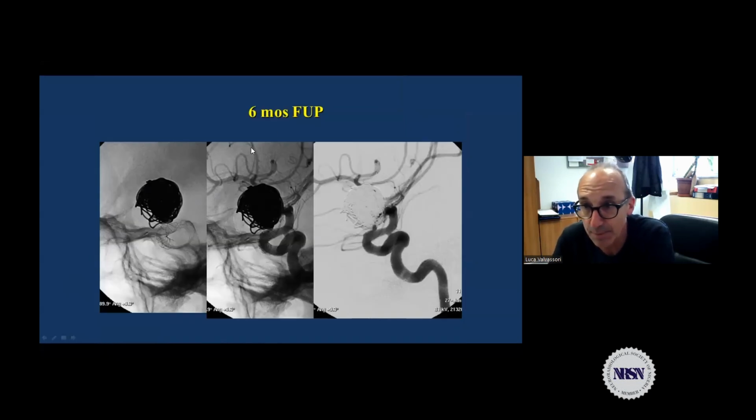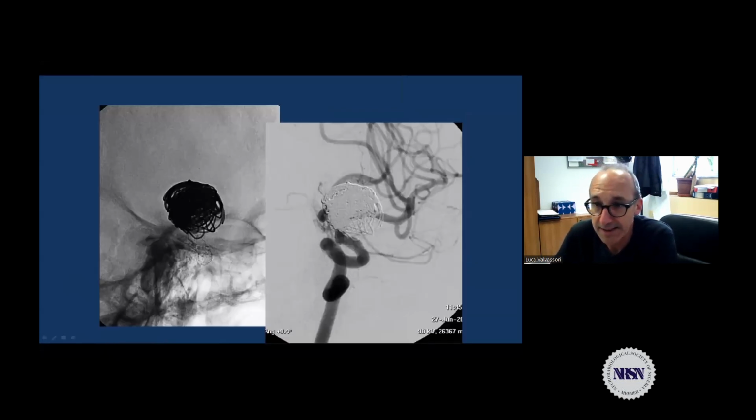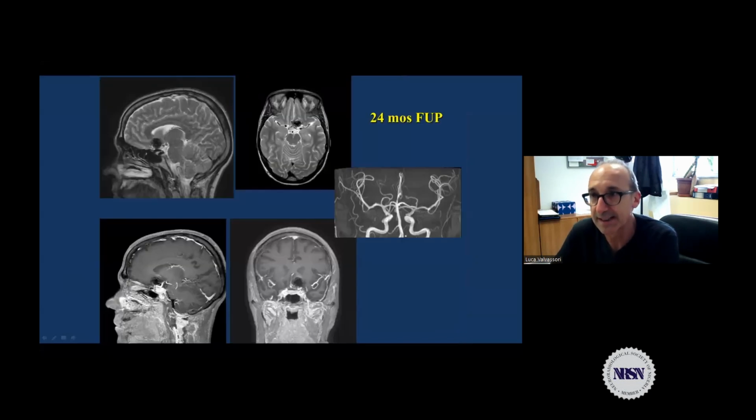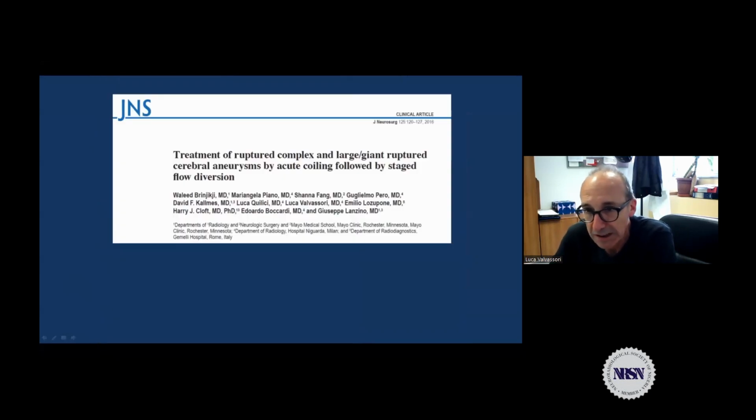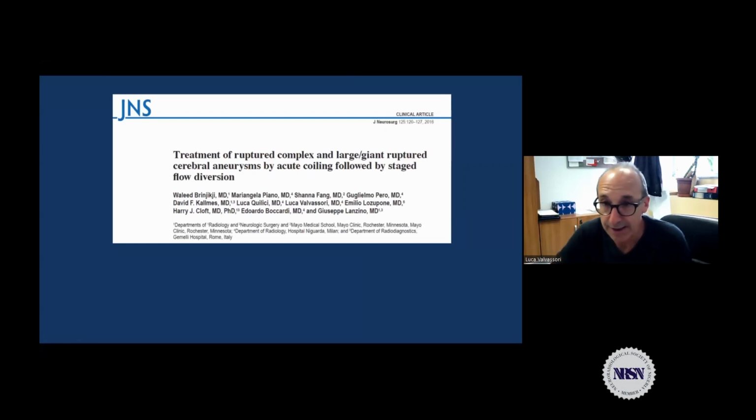And this is the 6 months follow-up. Again, no more recanalization. Here is the flow diverter in position, and the patient is cured. And this is the MR at 6 months, and this is the MR at 2 years. So we wrote a paper about that, meaning a staged procedure, coiling in the acute phase and flow diverting the artery, let's say, later on.